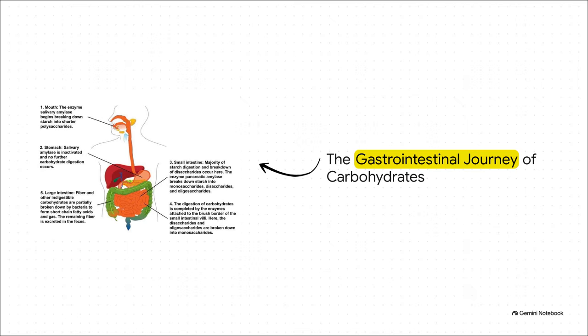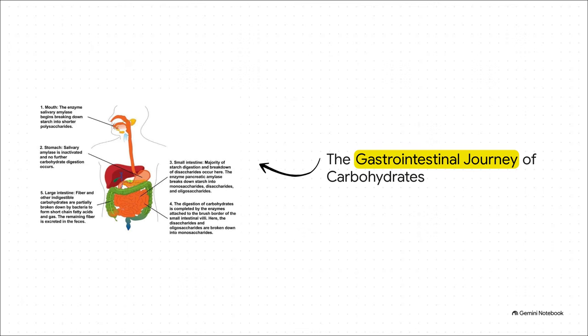Now, the stomach's highly acidic environment actually inactivates that salivary amylase we just talked about. So carbohydrate digestion hits a brief pause. But the real heavy lifting happens next, in the small intestine. Here, pancreatic amylase joins the fight, along with specialized brush border enzymes, things like sucrase, maltase, and lactase. These enzymes are totally crucial because their sole purpose is to break disaccharides down into monosaccharides. And that is the actual usable glucose our body absolutely craves for energy.